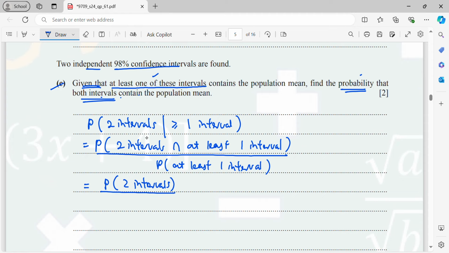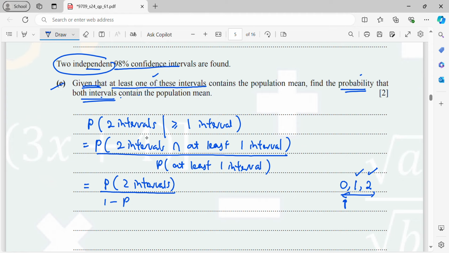Okay, at least one interval, probably you can just write one or two. Or probably you can write, because we are just considering two intervals, right? So with two intervals, it means that none of them may contain the population mean, probably one or two. So at least one means it can be one or two. Therefore, I can just use the total probability minus 0 interval.